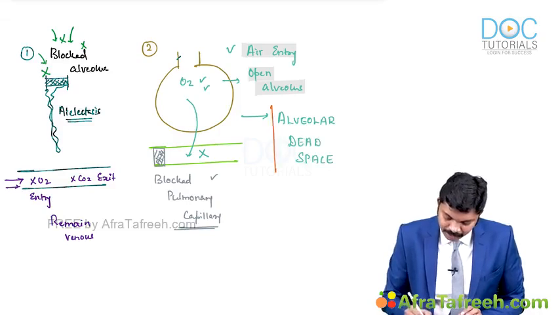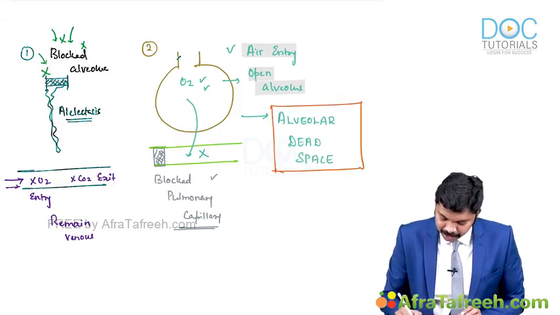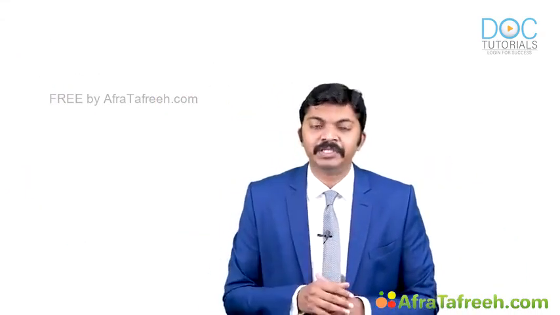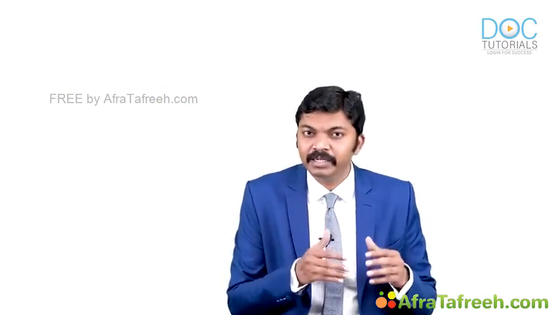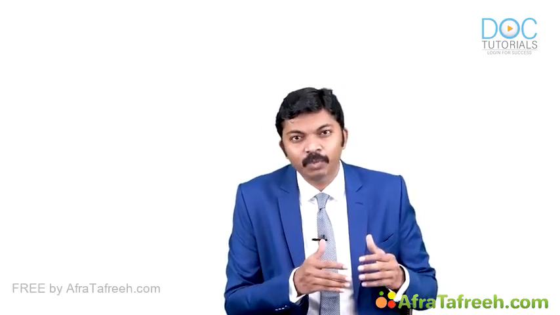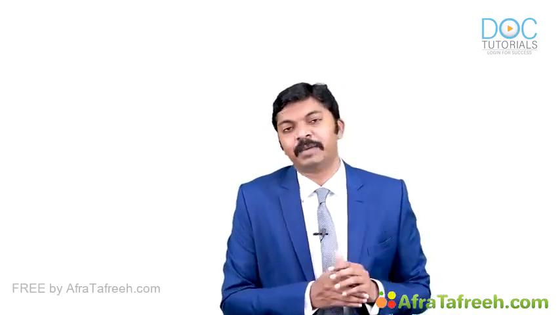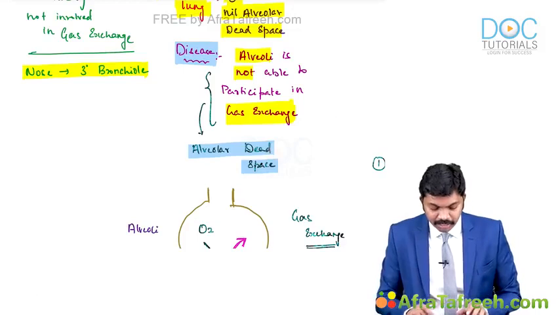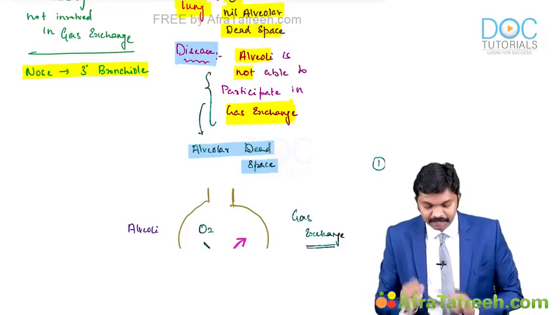Okay. So, alveolar dead space is nothing but an alveolus which should remain open, an alveolus which should receive ventilation, but the ventilated gases will not be involved in gas exchange across the capillary. Now, this space is called alveolar dead space, my dear friends. I hope you are familiar now with the anatomical dead space and alveolar dead space.